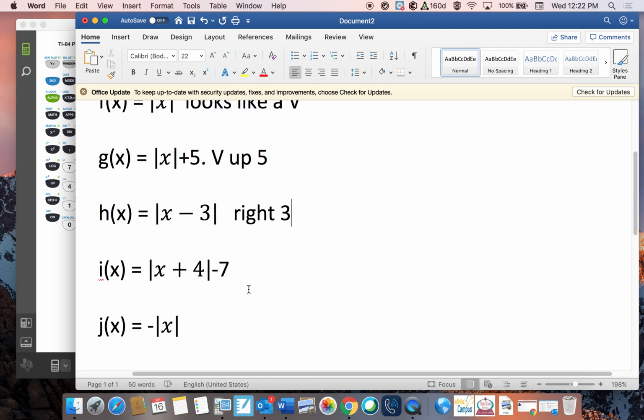I'm just going to talk about this next one. This next one is this. It is simply inside, it'll do the opposite. So instead of going +4 to the right 4, it'll go -4. Outside, it does what it's supposed to. That graph would look like a V. It would be back 4, and it would be down 7. This negative out front reflects it over the x-axis. It reflects it over the x-axis.